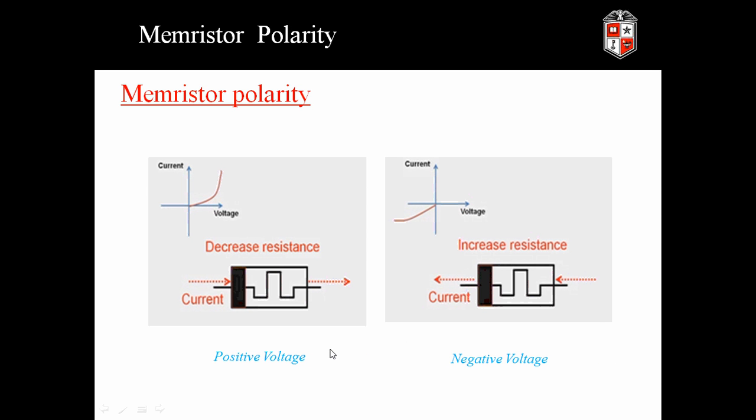Memristor polarity. As I already told, for a positive voltage, it offers very little resistance, whereas for a negative voltage, it offers very huge resistance. So this polarity is very important in order to understand how memristor logic circuits work.